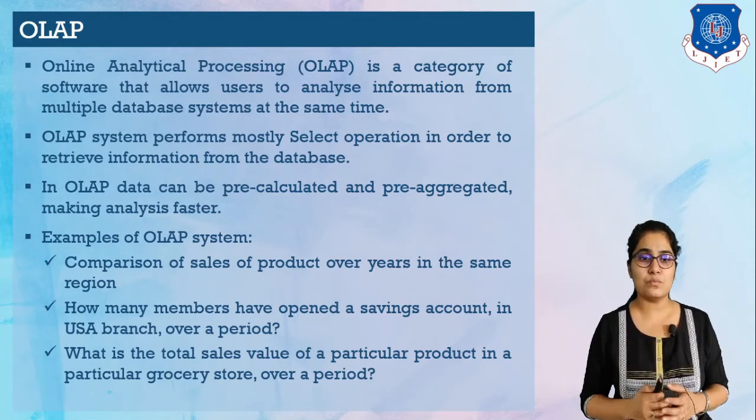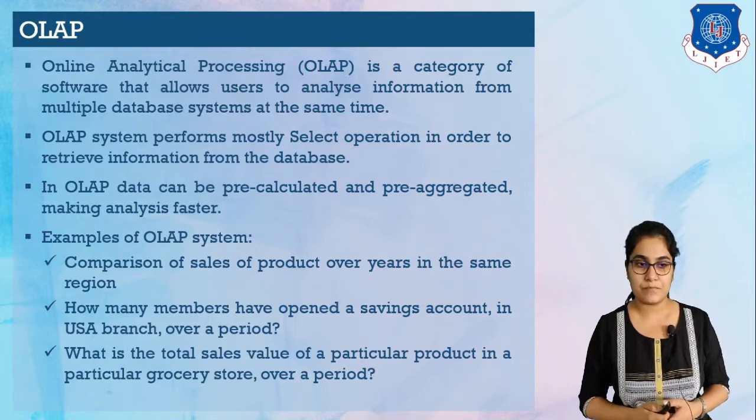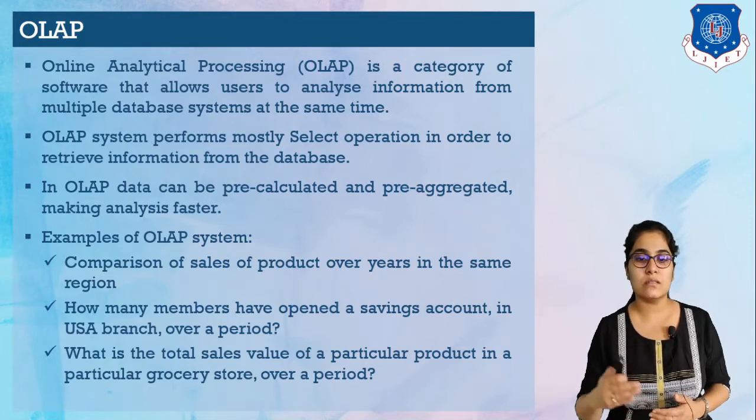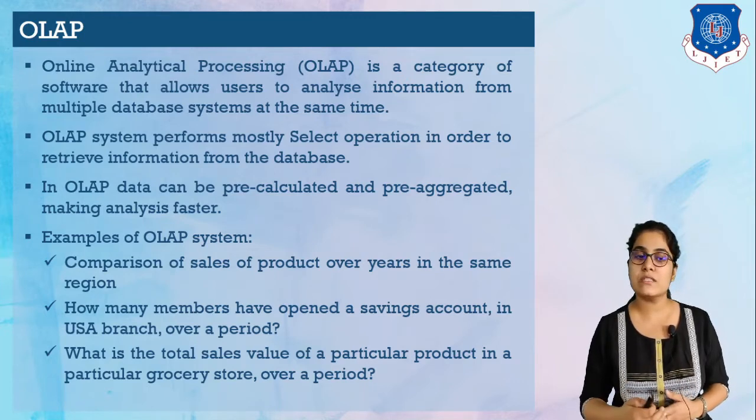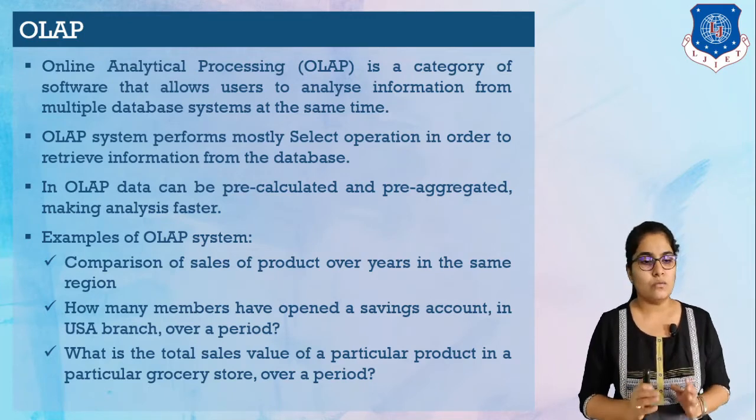OLAP system performs mostly select operations in order to retrieve information from the database. Also, in OLAP, data can be pre-calculated and pre-aggregated, which makes the analysis process much faster. Some of the examples of OLAP systems include comparison of sales of a product over years in the same region. How many members have opened a savings account in a USA branch over a period? Or what is the total sales value of a particular product in a particular grocery store over a period?